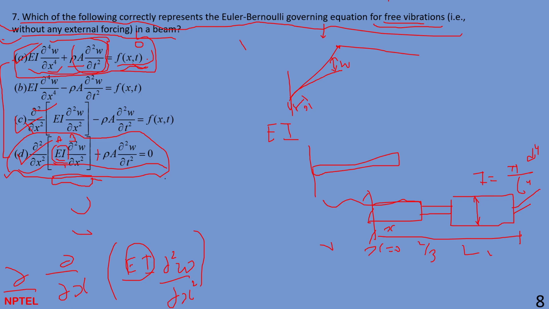Whereas in this case they have considered EI, so they have taken EI as constant. So in this case, they are assuming that the cross section and the inertia will remain the same throughout the link, not changing with respect to x. Okay, so here the answer will be D, not A.